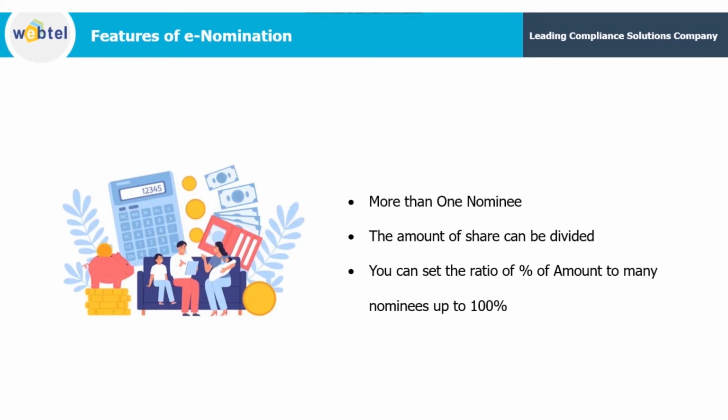Now, the important thing about the nomination is the member can file more than one nominee. There is no restriction that the nominee could be only one person or two persons. Any number of persons you wish, you can enter as nominees, and you can define the ratio in which you want the amount to be released to them. But the total amount must be set as 100%.